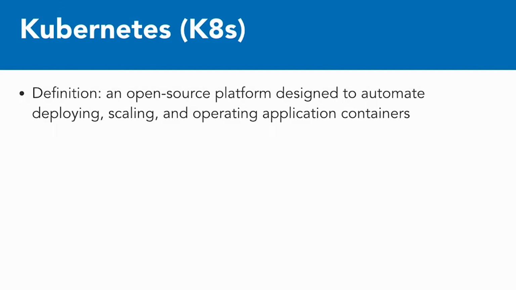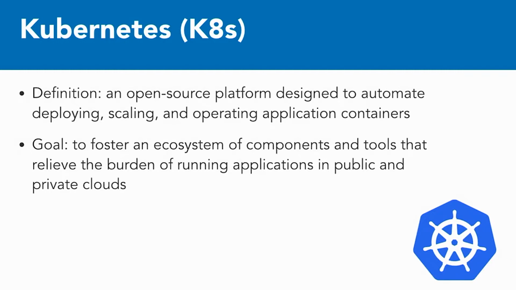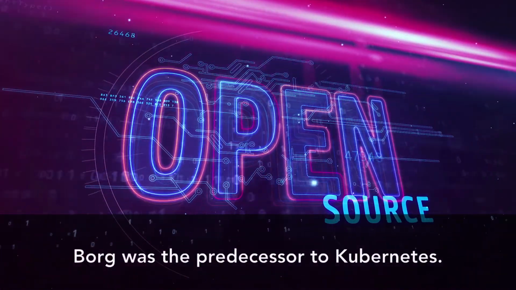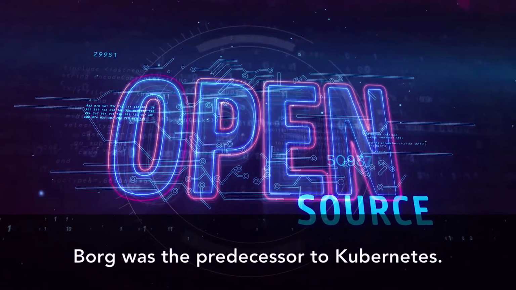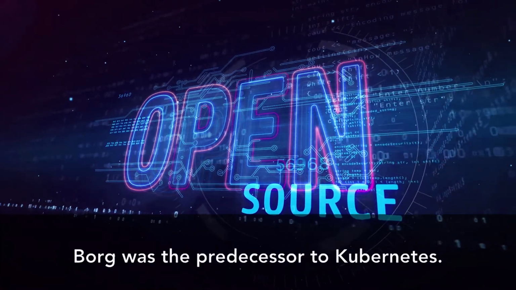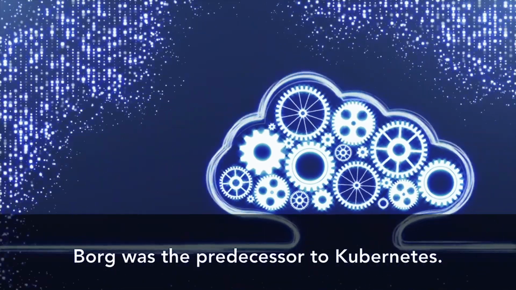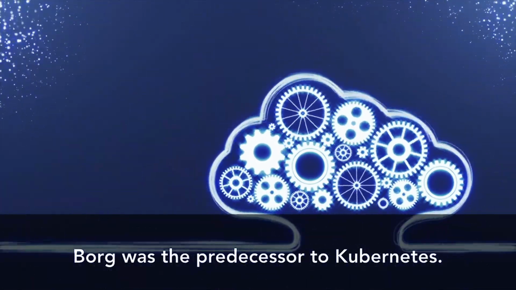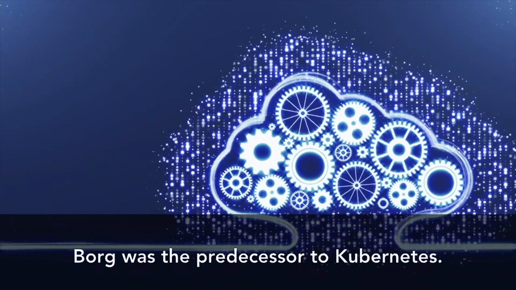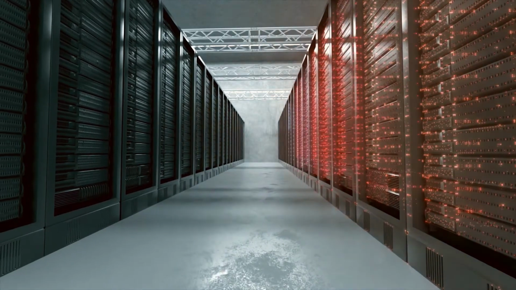Kubernetes is an open source platform designed to automate the deployment, scaling, and operation of containers. The real goal of the platform is to foster an ecosystem of components and tools that relieve the burden of running applications in public and private clouds. Kubernetes, often called K8s or Kubernetes, is an open source platform that started at Google. Internally, all of the Google infrastructure relies on containers and generates more than 2 billion container deployments a week, all powered by an internal platform called Borg. Borg was the predecessor to Kubernetes, and the lessons learned from developing Borg over the years has become the primary building blocks in the development of Kubernetes.